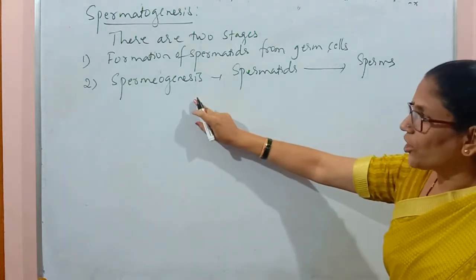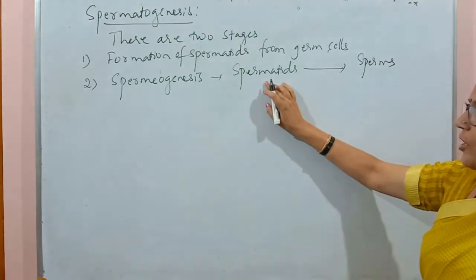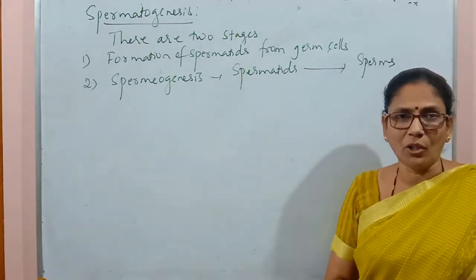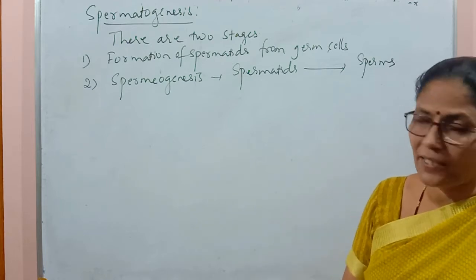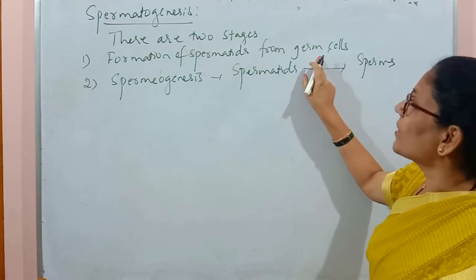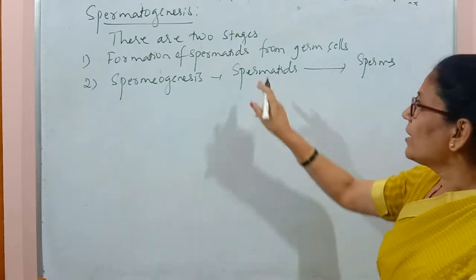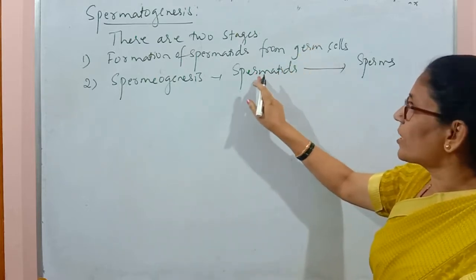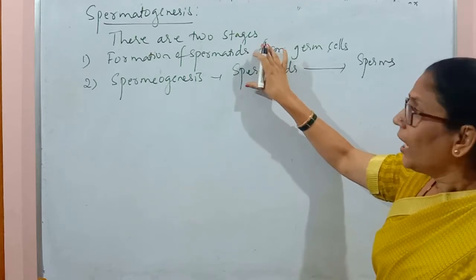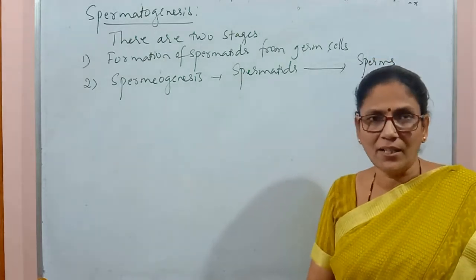So what is the definition of spermiogenesis? Spermiogenesis is the transformation of spermatids into sperms, which is the second stage of spermatogenesis. But in the first stage, the germ cells undergo sequential changes and form the spermatids. Germ cells to spermatids is the first stage of spermatogenesis, and spermatids to sperms is the second stage.